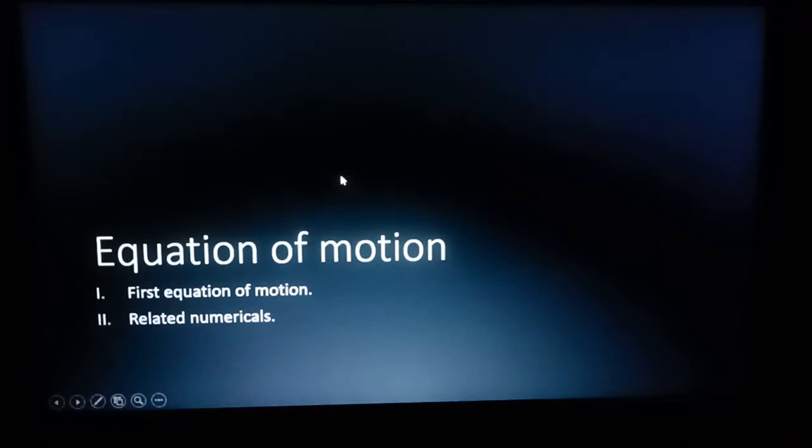Good morning, class. Today we are starting a new topic, that is equation of motion. In this PPT we will be discussing the first equation of motion and related numericals.